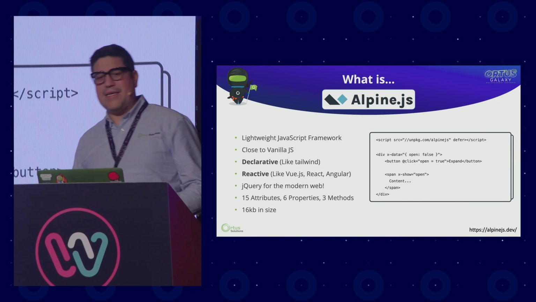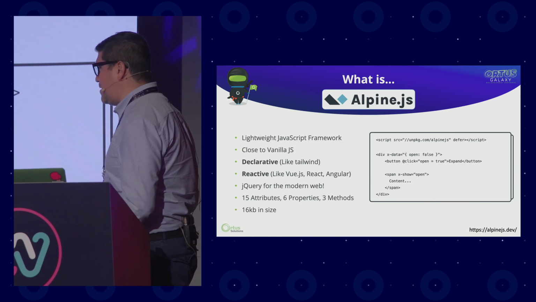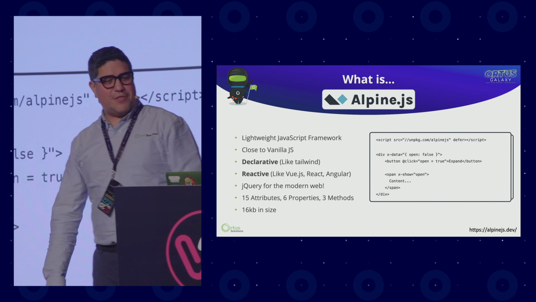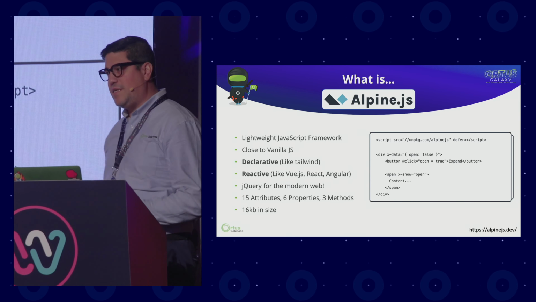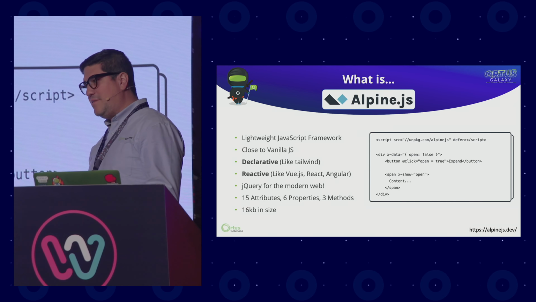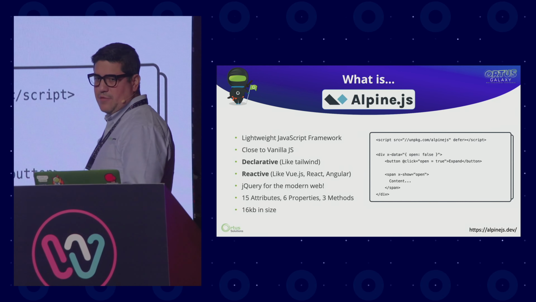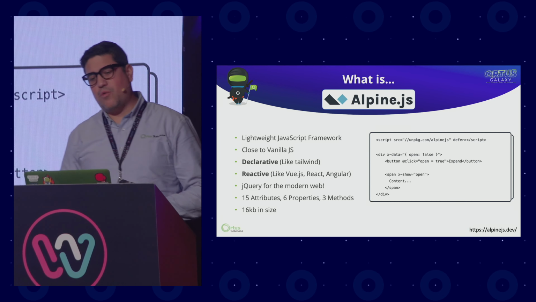What is Alpine.js? It's a lightweight JavaScript framework. It seems like every day somebody sneezes and five frameworks come out. In JavaScript, it's the same, but this has been around for quite some time now. It's very close to vanilla.js. It's declarative, like Tailwind. It is reactive, just like Vue.js, React or Angular. It's what we call really jQuery for the modern web.